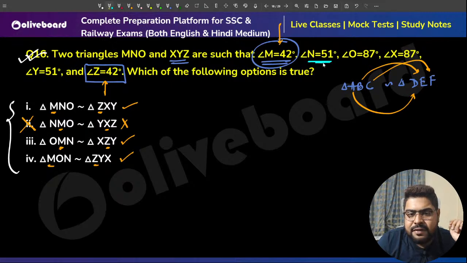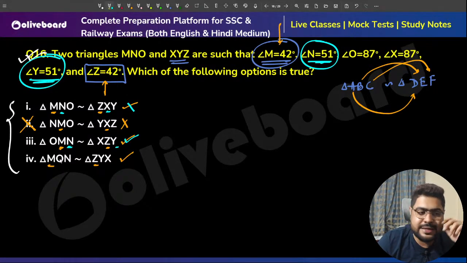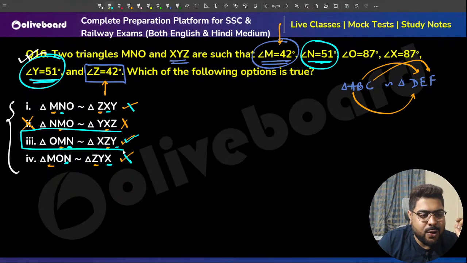Sir, N is 51, Y is 51. So N and Y will be the same. Sir, N is here, this is X, cannot be the answer. N is here, Y can be the answer. N is here, X is here, cannot be the answer. It is your answer. Option 3.